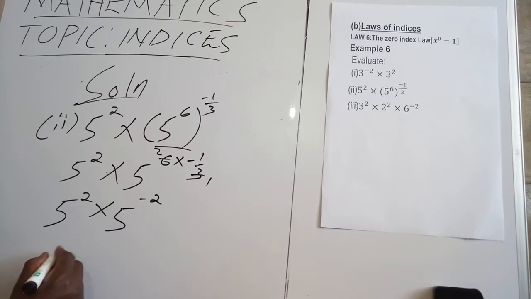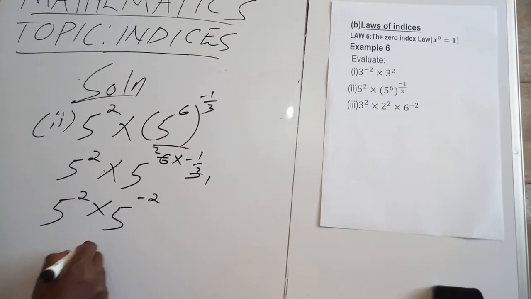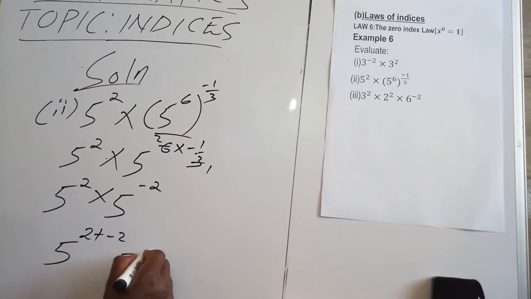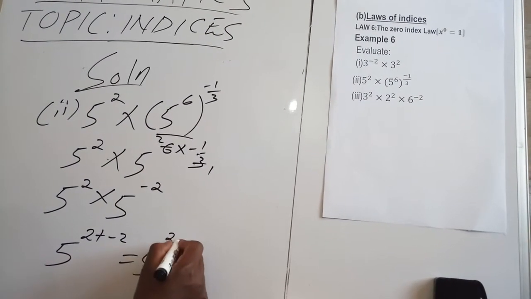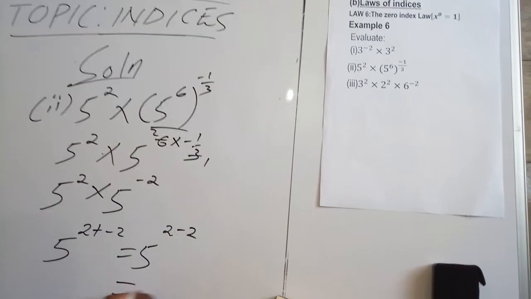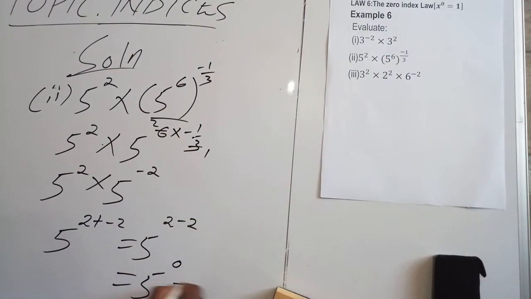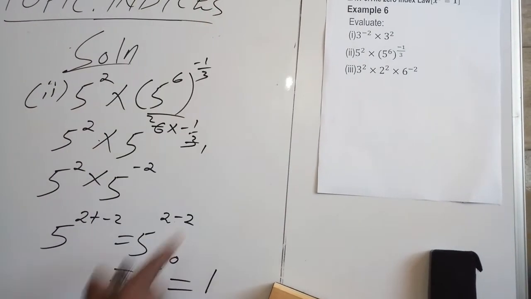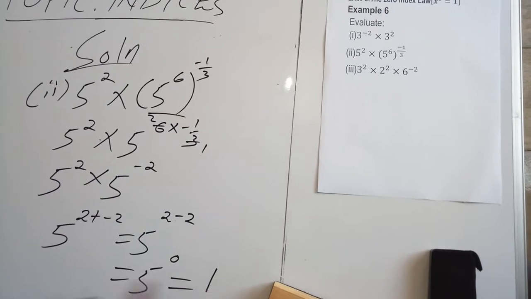Having the same bases and we're multiplying, what do we do? We add the powers. Of course, now in the end we have what? 5 raised to power 2 minus 2. So the outcome will be 5 power 0, which is same as what? 1. Because we've just said anything raised to power 0 is 1.